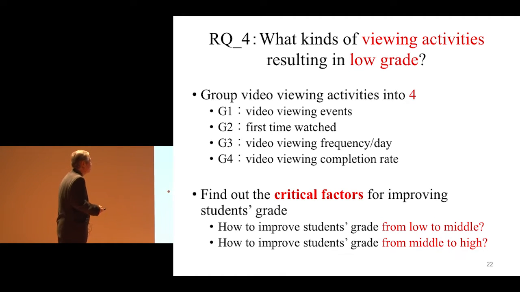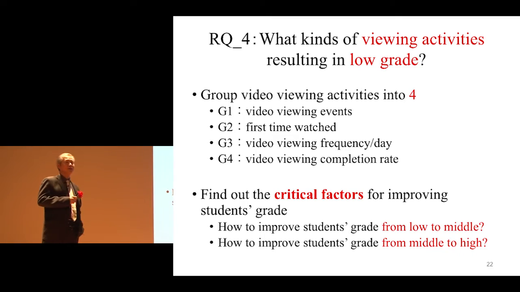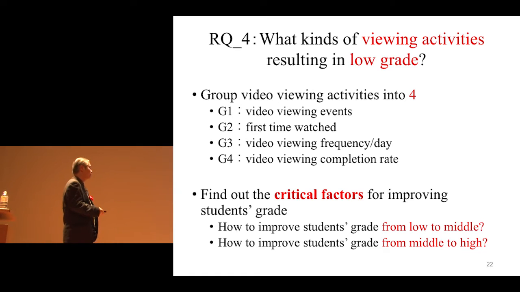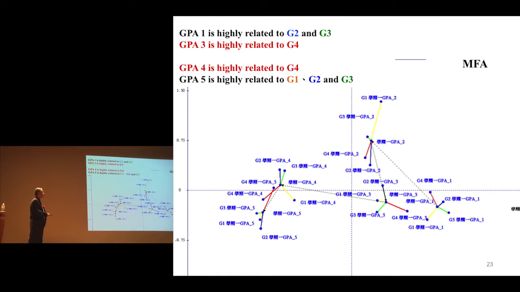So let's further classify viewing activity into 4 and find out their critical factors, how to help students improve their grade from low to middle, and also from middle to high. We use the same graph. So here, for this low grade GPA 1, the green one and the blue one are highly related. For this GPA 3, red one is highly related. And for this grade 4, red one is also highly related.